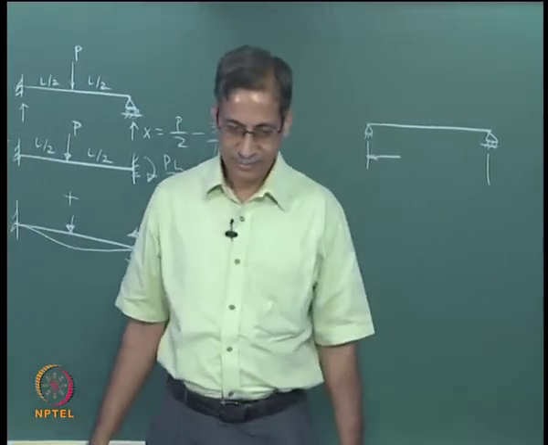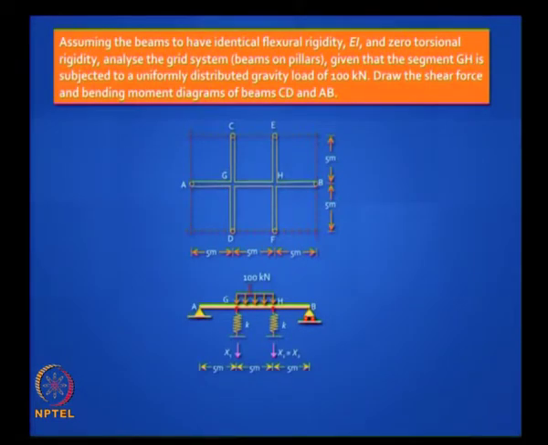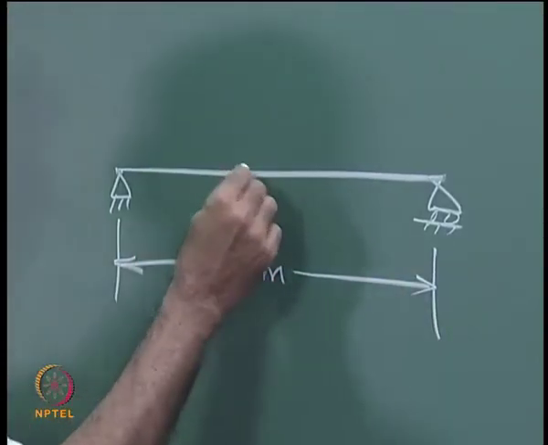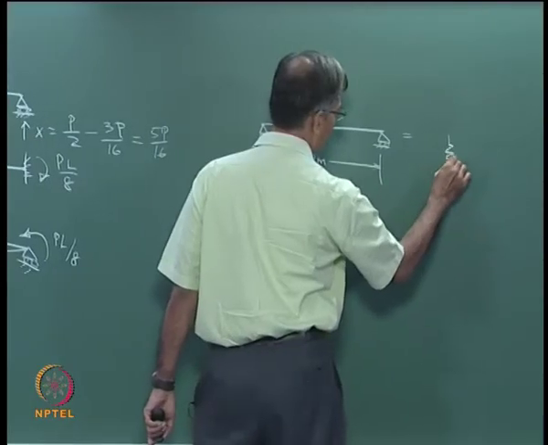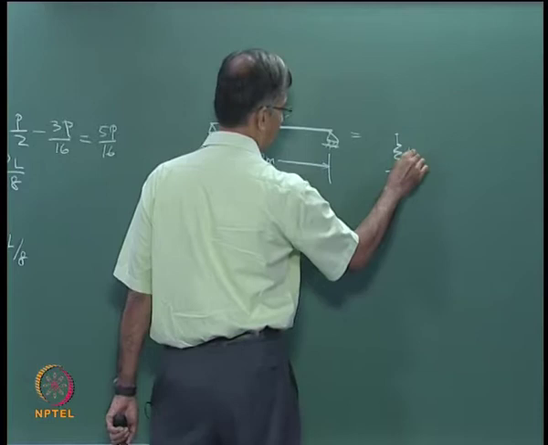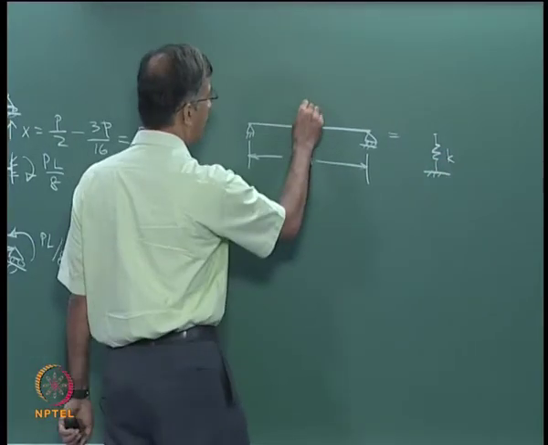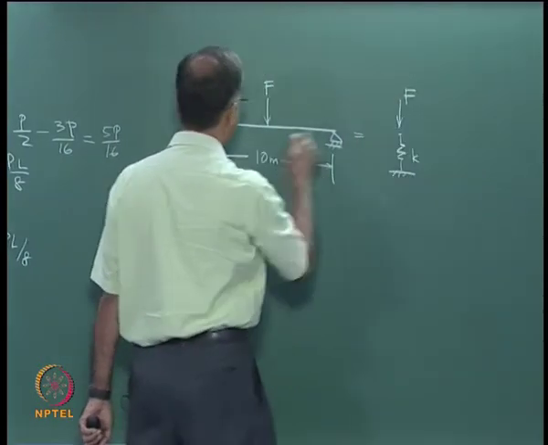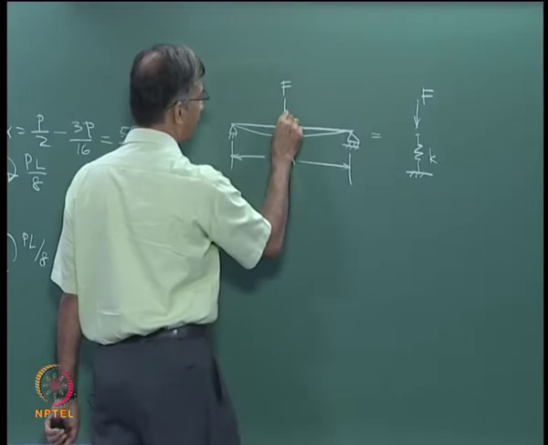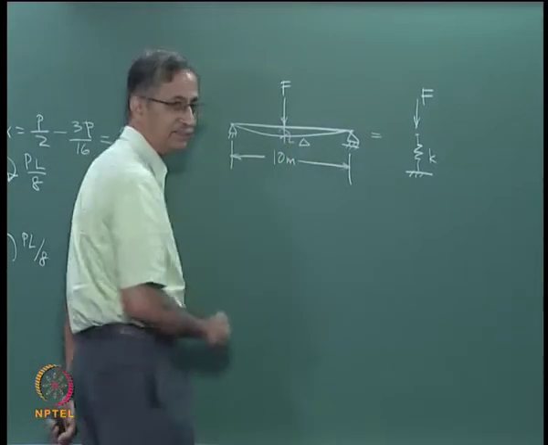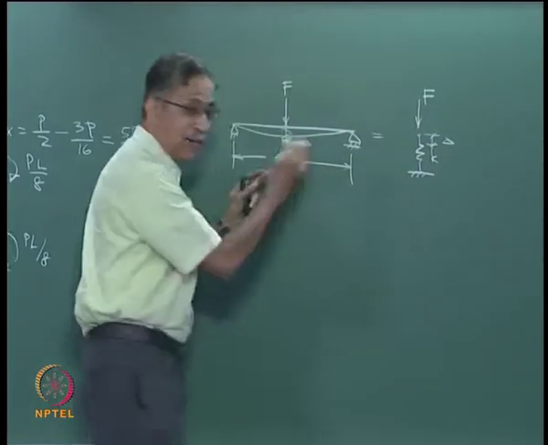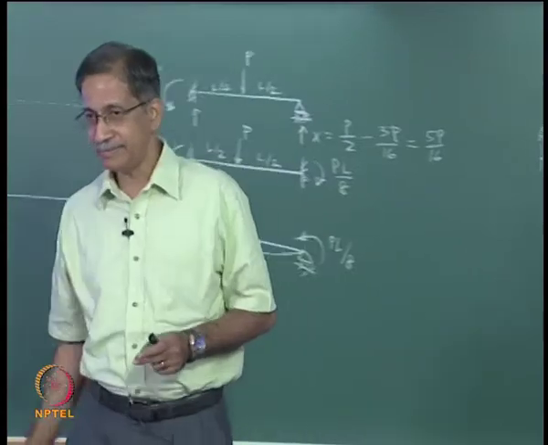15 total, no? 50. I am talking of CD, the ones that I am going to replace. They are 10 meters, right? 10 meters. So if I want to replace this with one spring, okay, I apply some force F, this is going to deflect, let us say this is delta, let us say this comes down by the same delta. That's how I replace that entire beam with a spring, right?